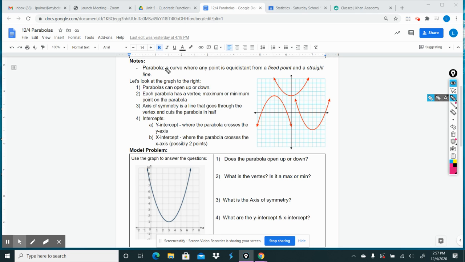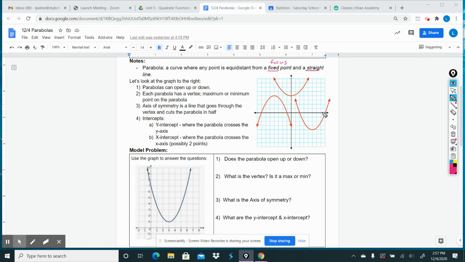Okay, today's video is all about parabolas. A parabola is a curve where any point is equidistant from a fixed point and a straight line. That fixed point we'll learn later on, which is your focus point, and the straight line we're going to learn today is your axis of symmetry. We'll go over that in a few minutes.